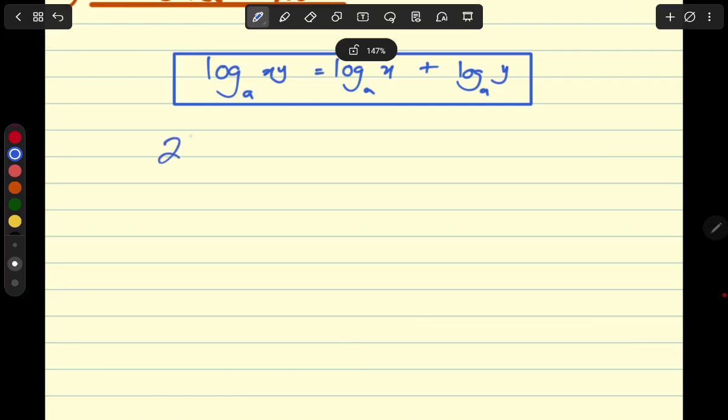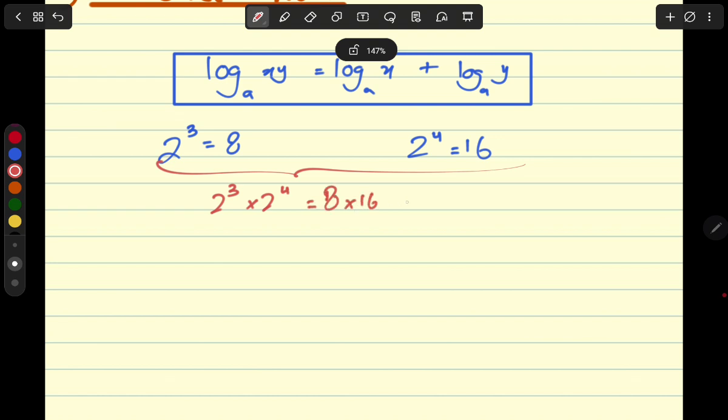If I write down 2 to the power 3 is equal to 8 and 2 to the power 4 is equal to 16, and if I multiply them, what do I get? I get 2 to the power 3 times 2 to the power 4 is equal to 8 times 16, which is 128, which is also 2 to the power 7, which is also 2 to the power 3 plus 4, right? Let us highlight this part: 3 plus 4 is equal to 7.